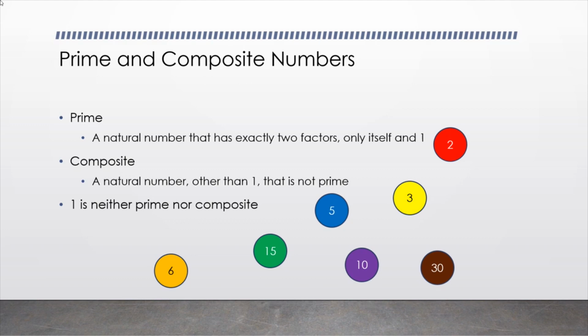So natural number, yeah, it's not prime, so it would not include 2.